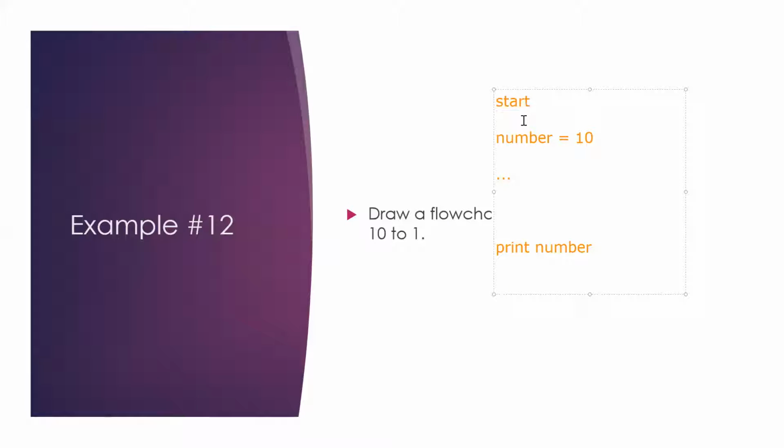So we'll have a start. We'll start with number 10. We print the number and then we will say number equals number minus 1. Why? 10, then it should be 9. Right? Okay.